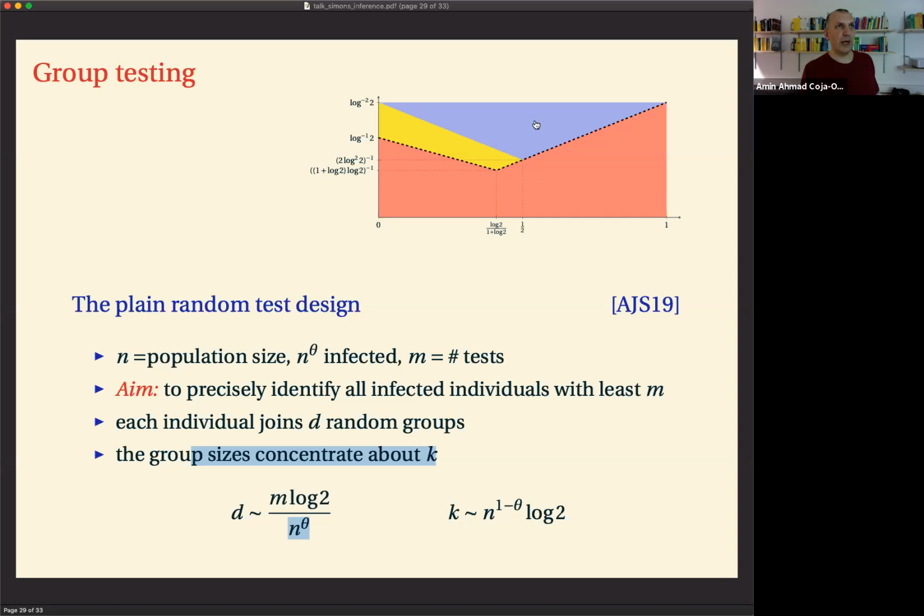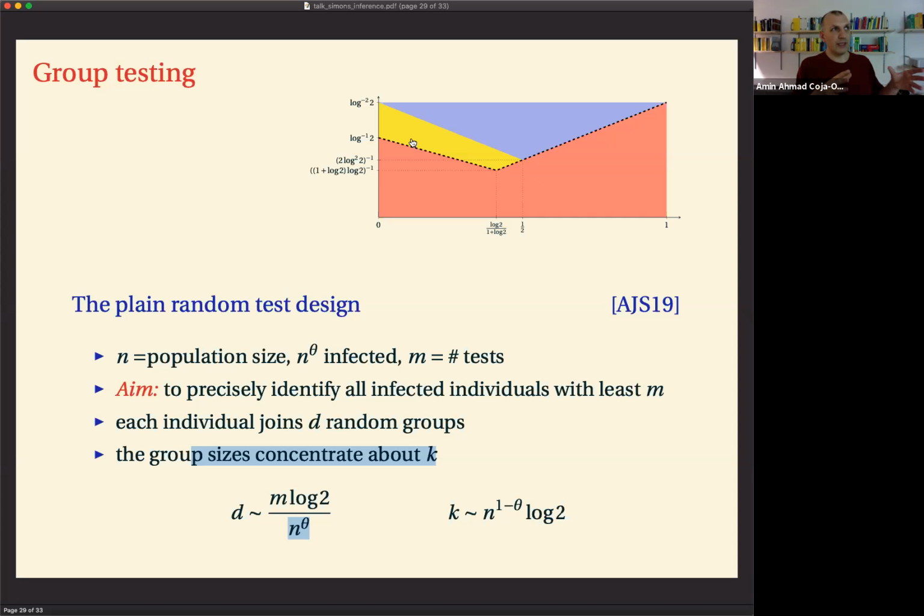On the other hand, here in this blue triangle, if you have enough tests at your disposal, depending on the infection density, you can in fact solve the problem using simple greedy algorithms. There are simple greedy algorithms that basically boil down to warning propagation that will solve the problem in polynomial time. However, there remains a yellow area here where we can prove that the problem is information theoretically feasible, but at this point we do not know an efficient algorithm.